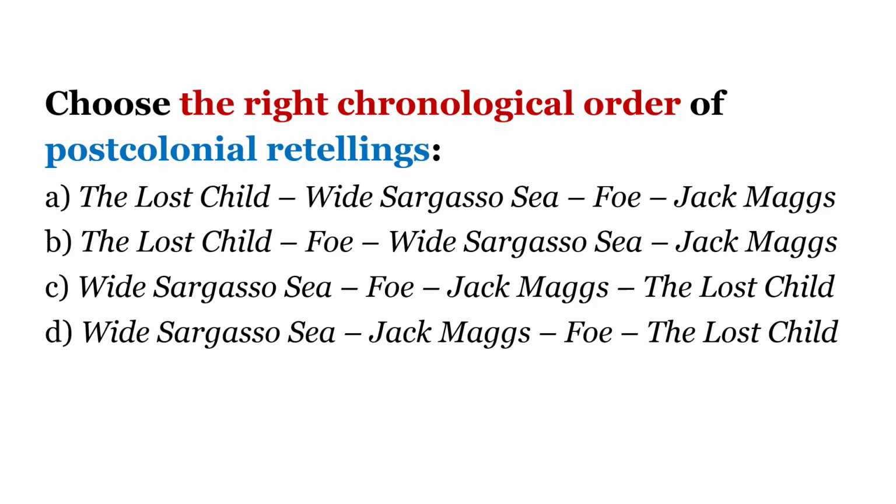So what you have to do, first, you have to know the name of the author who wrote The Lost Child or White Saragossa Sea, and which is a retelling of what. So if you are aware of this, at least one or two, you can eliminate two options. Then it will come down to 2.